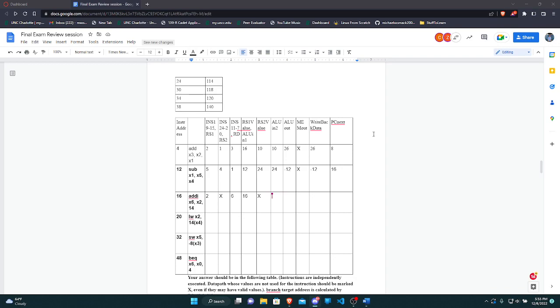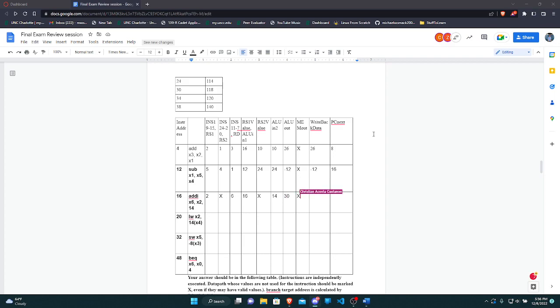And so for your ALU in 2, since we don't have an RS2 value, that's where the immediate value is coming in instead, in place of that to go into ALU input 2. So that's where we'll need 14 for that. For the ALU instruction, we're going to have the ALU op to add. So 16 plus 14 equals 30.